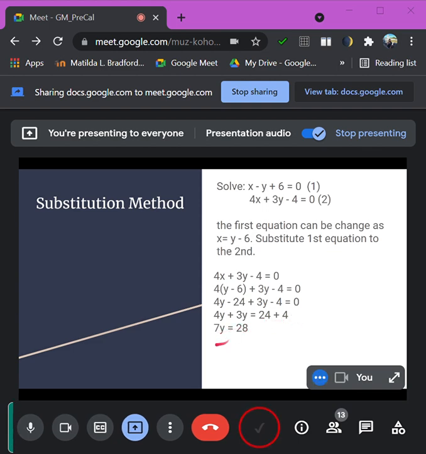To get the value of y, we're going to divide both sides by 7, so that the 7 cancels, and 28 divided by 7 is equivalent to 4. So now we have the value of y. Now we're going to find out what our value of x is.